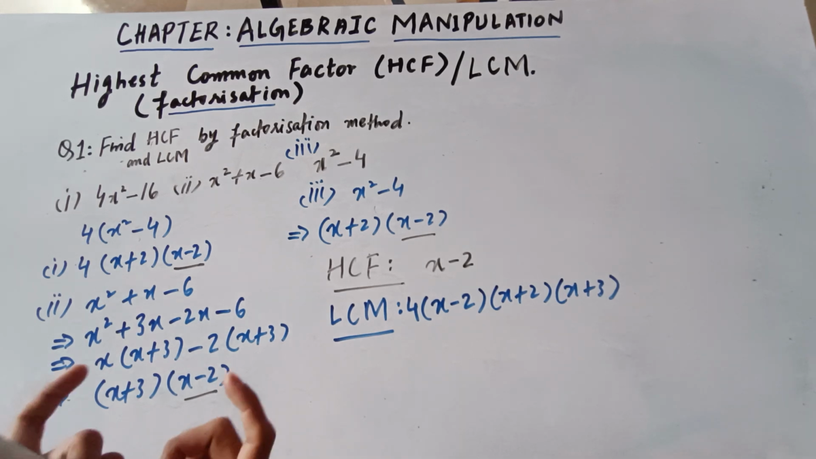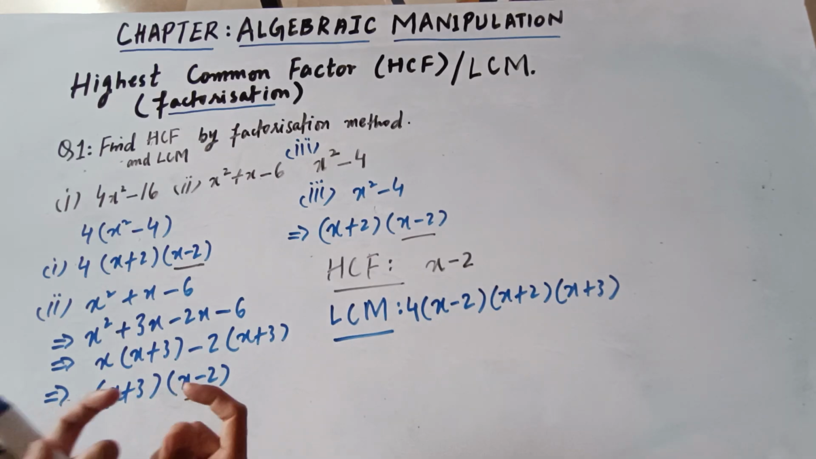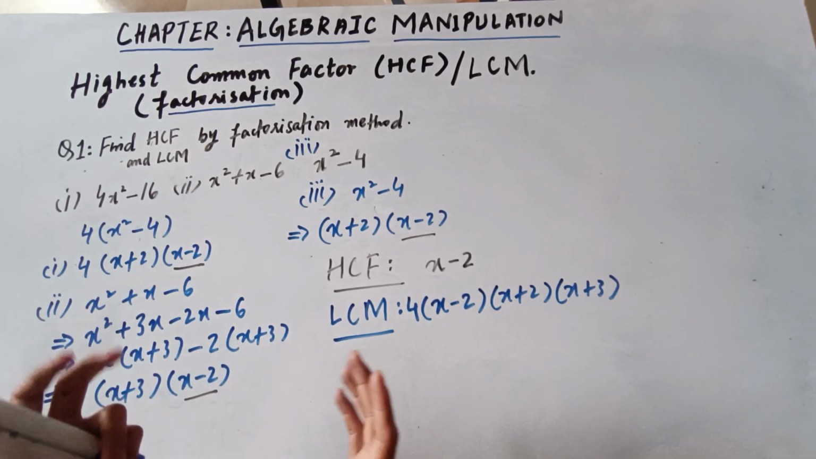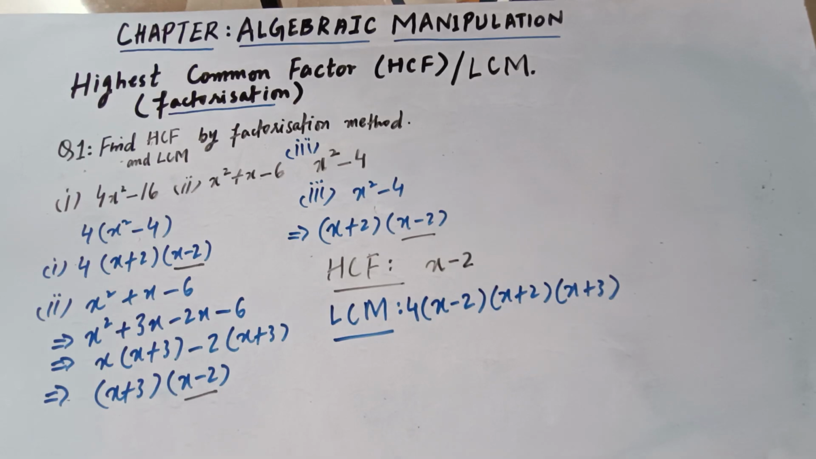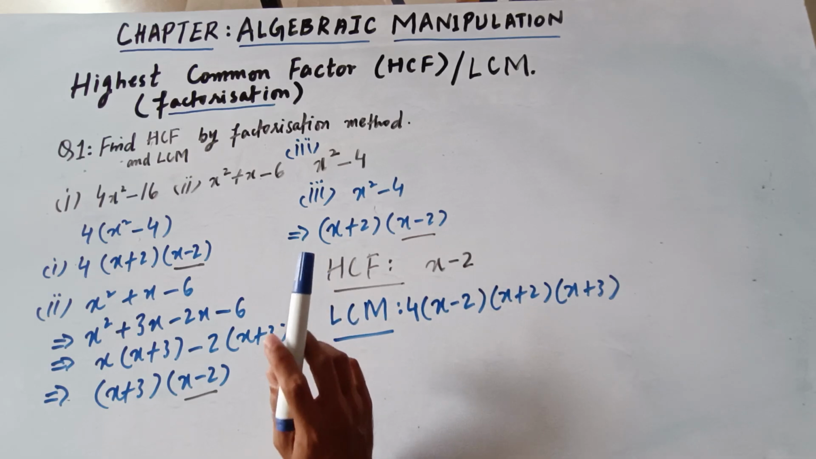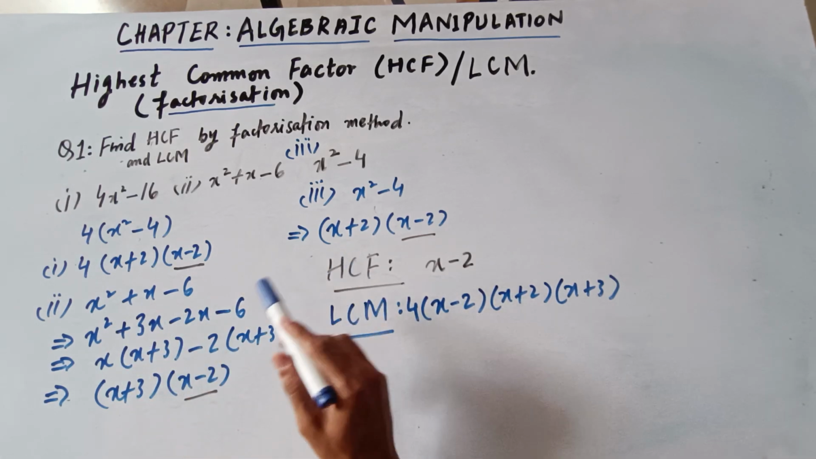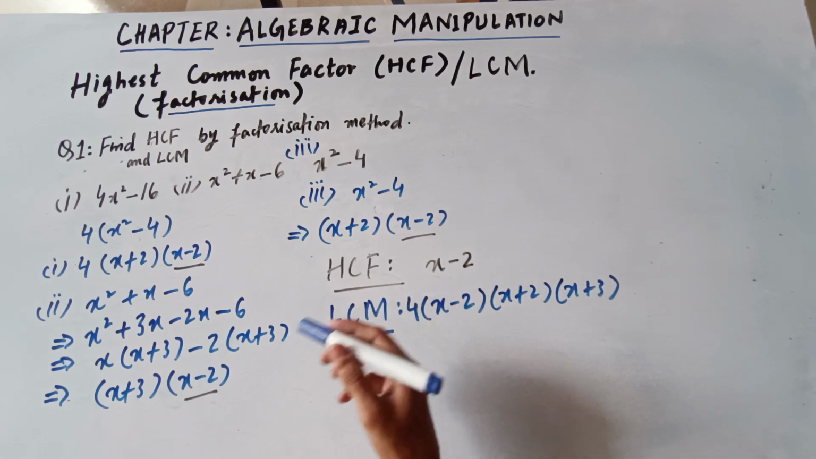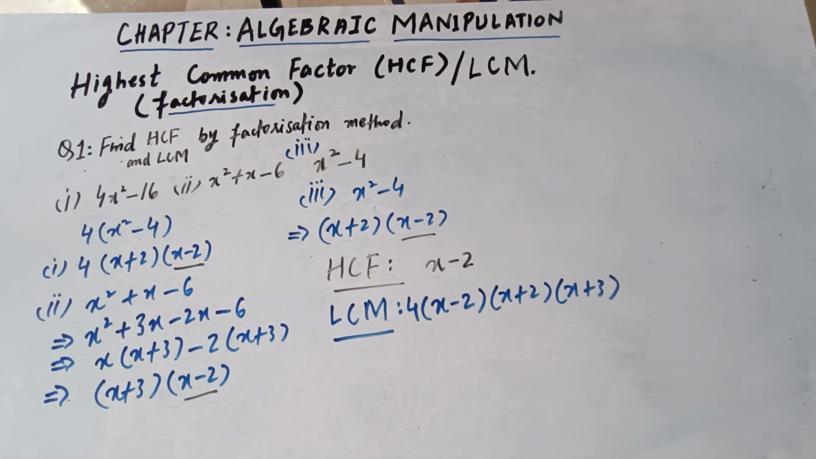For this concept, you need to improve your factorization skills, all the methods of factorization. Other than this, remember that in SCF we only select the common factor, and if there is no common factor in the polynomials, the answer will be 1. And in LCM we select the common factors multiplied by the uncommon factors, and for the common factors we select the highest power. So this is how we do SCF and LCM by using the factorization method in algebraic manipulation.